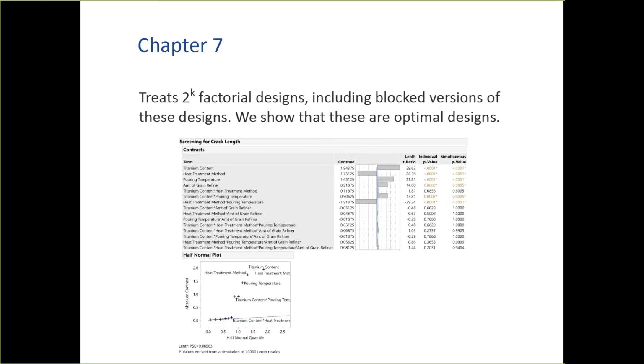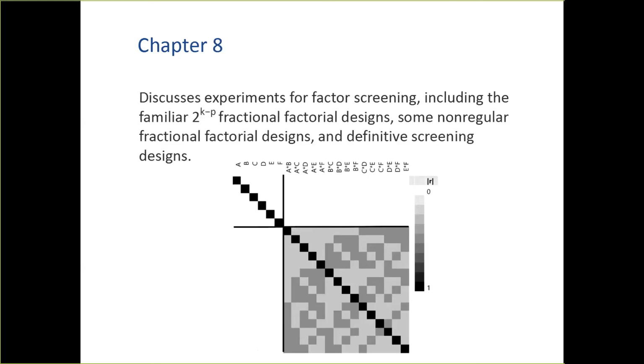2 to the k designs are really basic building blocks. I always think of them as like DNA. You know, you can build a lot of really great stuff out of DNA. And these 2 to the k designs are powerful tools for doing that. You can build a coronavirus out of DNA too. Well, yeah, it's not always good.